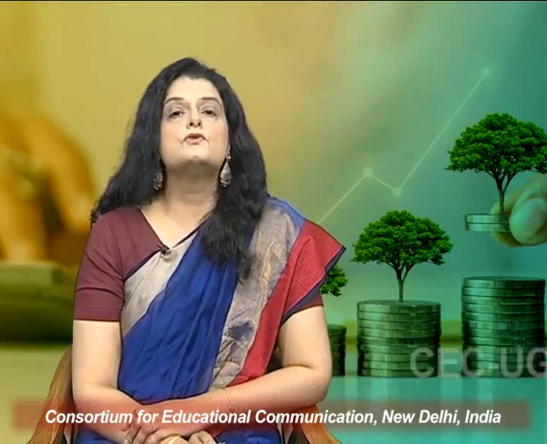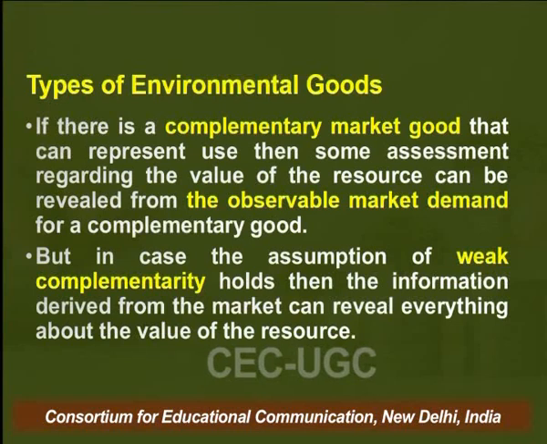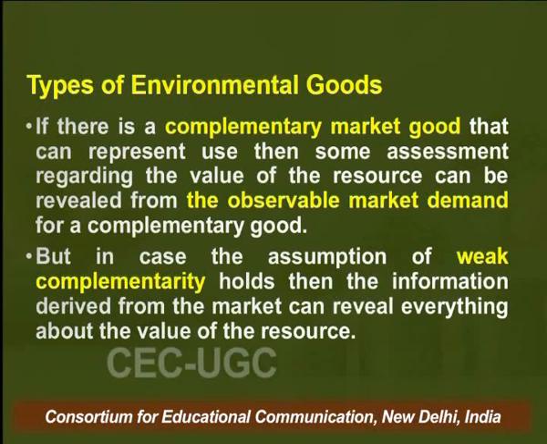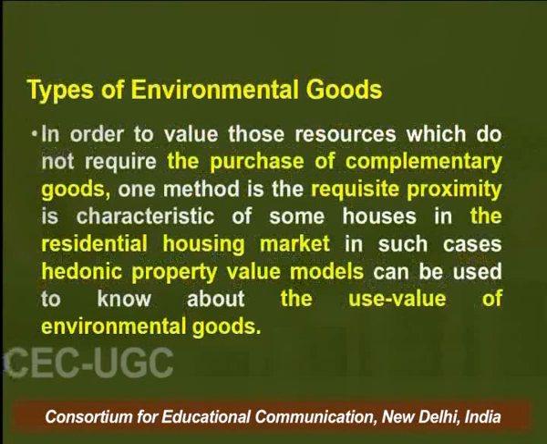If a complementary market good exists, that can represent the use, and the assessment of the environmental good can be done by looking at the complementary good. Then the value of the resource can be revealed from the observable market demand of that complementary good, like the visit to the park. But if it is only a weak complement, then the information derived from the market cannot reveal everything about the resource.